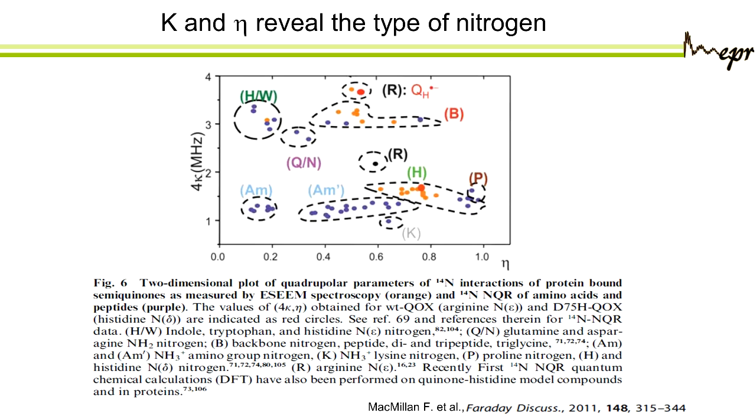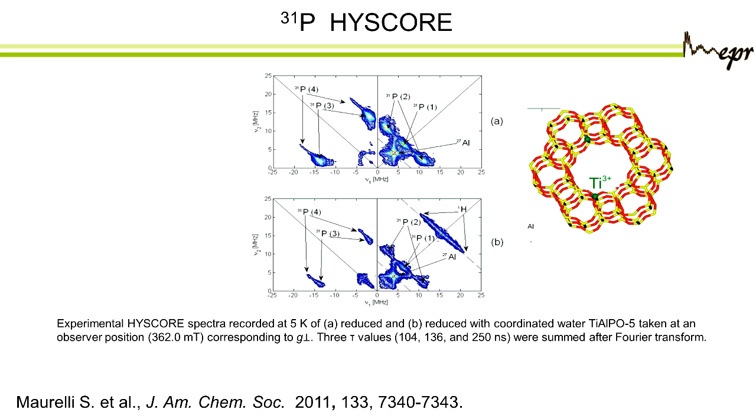Okay, but you know, life does not start and end with nitrogen. There are also other nuclei that are of interest, and also not everything is a biological system. And here is a very nice example of phosphorus 31 HYSCORE on aluminophosphate zeolite, AlPO5, and in this particular one, it was doped with titanium, and titanium 3 sites were generated. So we have titanium 3 plus, it has a spin of half, and from the structure it should have quite a bit of phosphorus and aluminum around it. And it probably has some catalytic activity, and that's why this material was interesting.